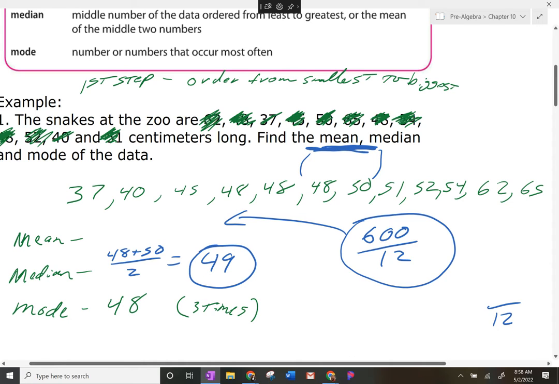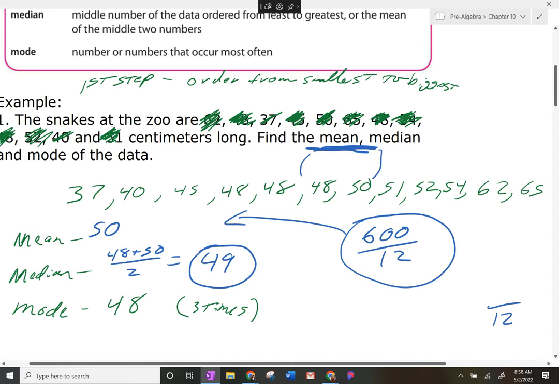Mary, what did you get for your mean? You're right, 50. She took the sum of all of those numbers, added them all up, and then divided by the total amount of numbers. And we got 50.